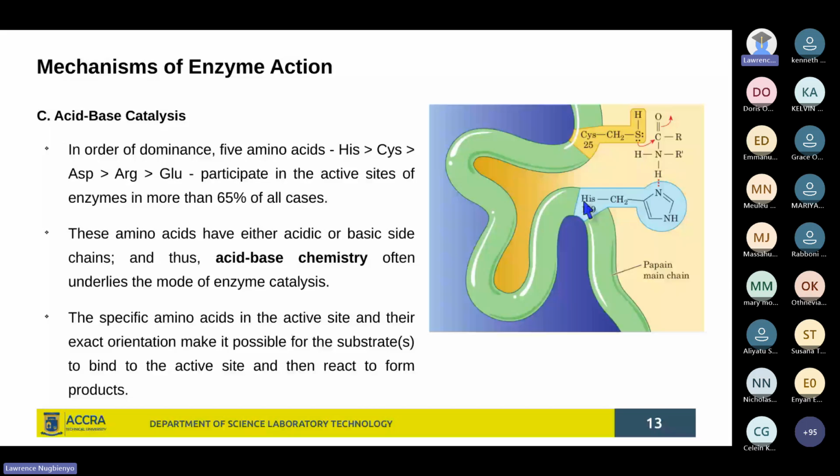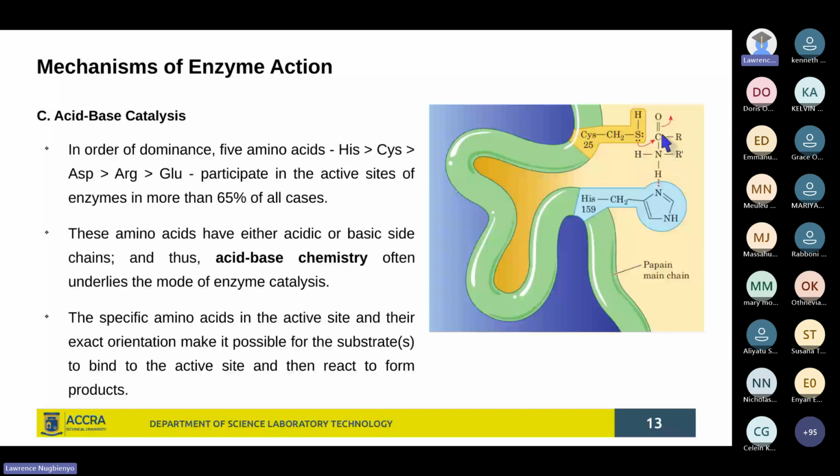Now, in this case, we see the cysteine molecule that is having sulfur in it, and you see histidine is having a ring. We refer to this ring as an imidazole ring. And you see that the nitrogen of this ring is having some hydrogen bonding on the amine group of some amino acid there, which is bonding to the carboxylic acid group of another amino acid.